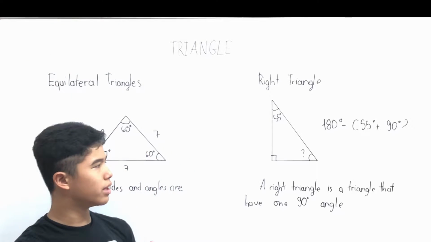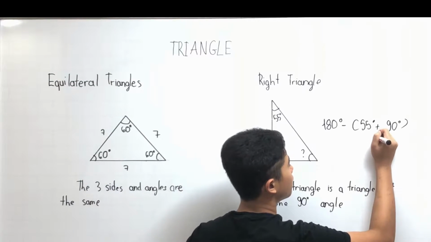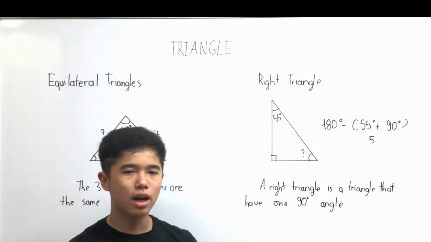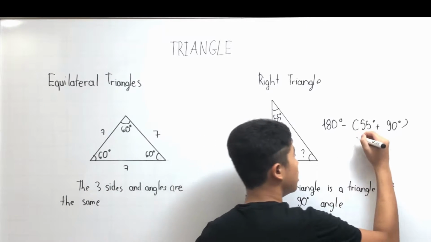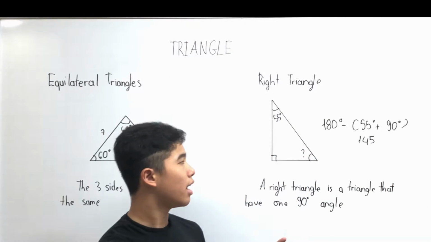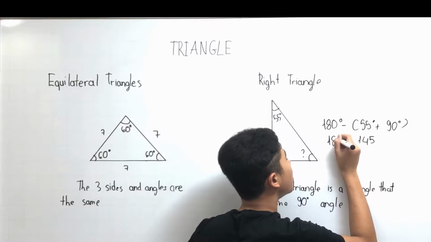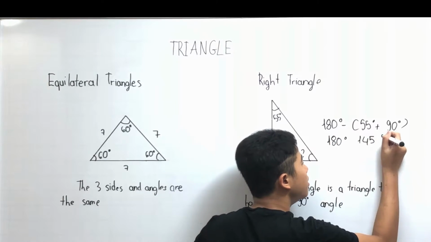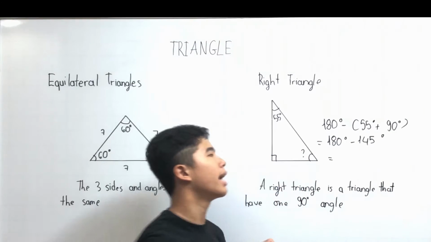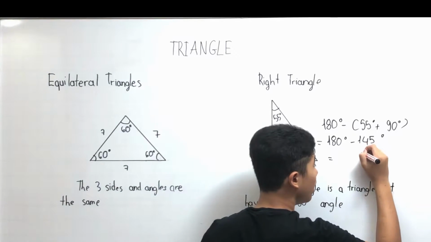55 plus 90. 5 plus 0 equals 5. 5 plus 9 is equal to 14. So the answer must be 145. And we take 180 degrees minus 145 degrees. What will we get?